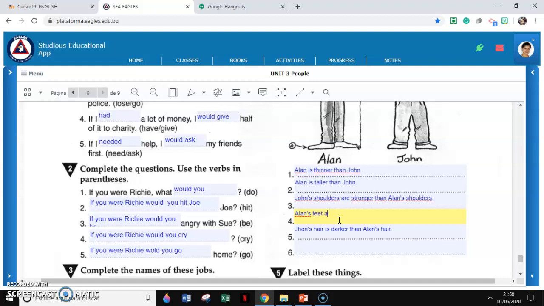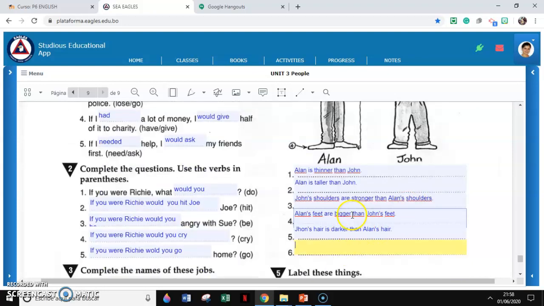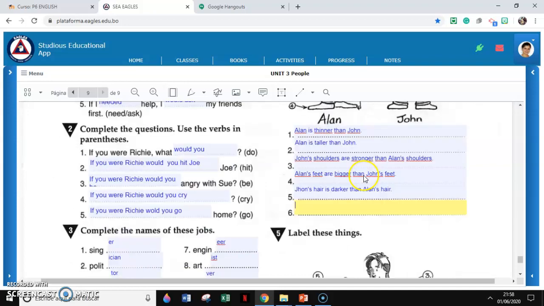So Alan's feet are, because you and I have 2 feet, are bigger than, sorry about that, John's feet. And number 5, John's hair is darker than Alan's hair. It's darker, you see? And then for number 6, it's also pointing out to the hair. So Alan's hair is longer than John's hair.